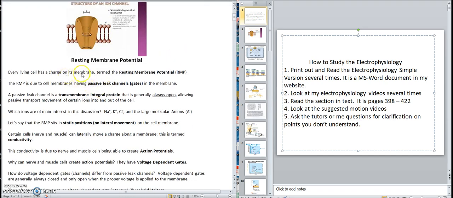Every living cell has a charge on its membrane termed a resting membrane potential. So every cell has that. The resting membrane potential is due to cell membranes having what we call passive leak channels, or some books call them gates. Passive leak channels.